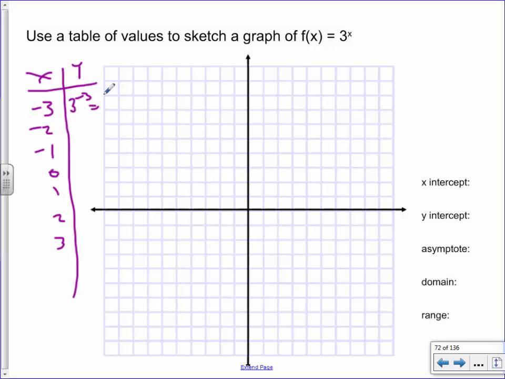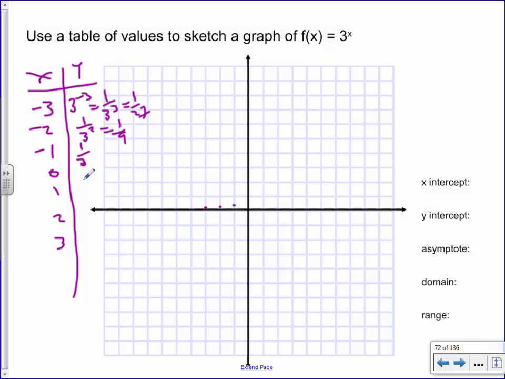3 to the -3 means 1 over 3 to the 3. Good, it's 1 over 27. That's essentially 0. It's not quite 0, but boy, it's close to 0. 3 to the -2 is 1 over 3 squared. That's 1 over 9. It's slightly more, but a 9th is basically right there. 3 to the -1 is 1 over 3 to the 1, so that's just 1/3. So that's right there.